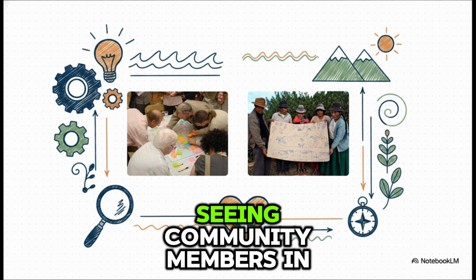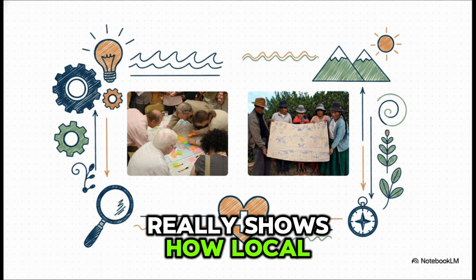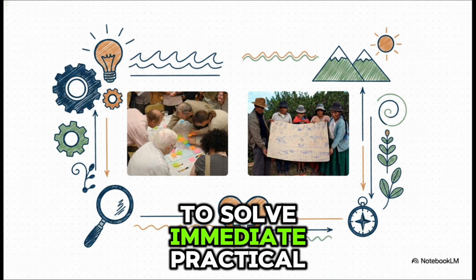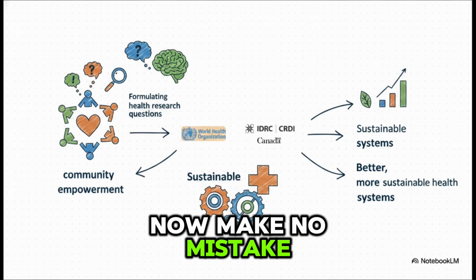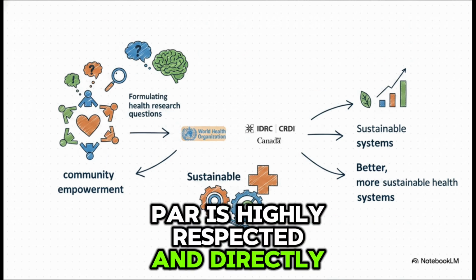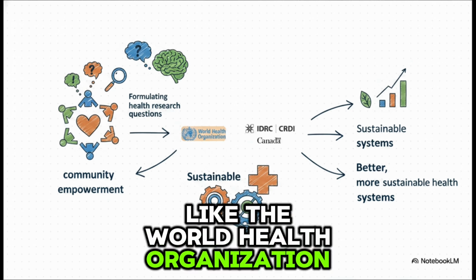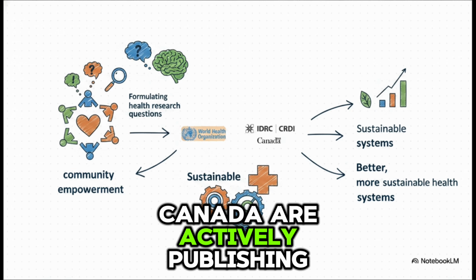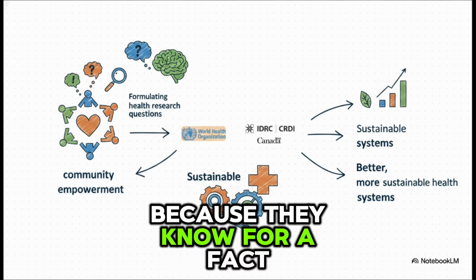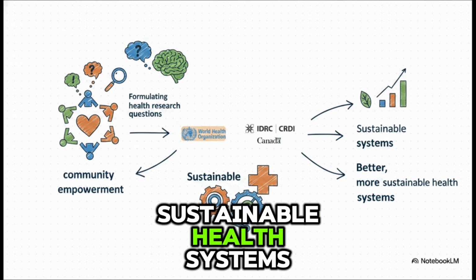For instance, seeing community members in the Andes holding up a map they've created together really shows how local, popular knowledge systems can be beautifully integrated with scientific rigor to solve immediate practical health problems. Now, make no mistake, this isn't just some fringe methodology. PAR is highly respected and directly backed by major global health institutions. Organizations like the World Health Organization and IDRC Canada are actively publishing and funding methods readers on participatory action research because they know for a fact that community empowerment leads to better, far more sustainable health systems.